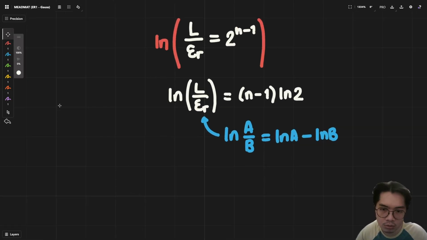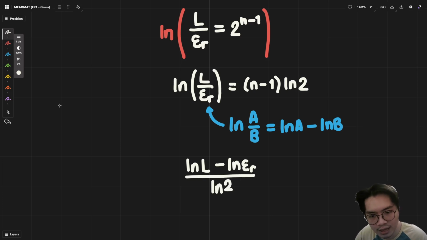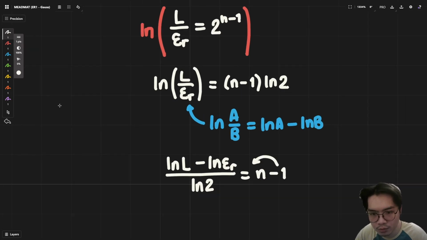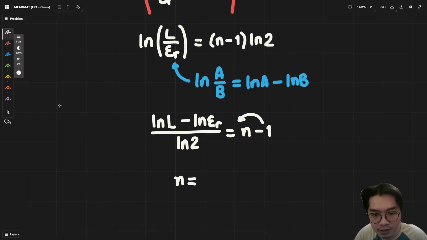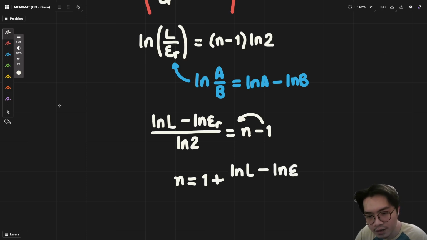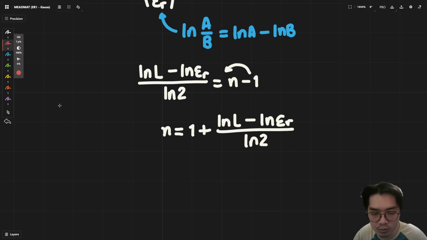Okay, so what you can have in here is ln of L, your original range, minus ln of epsilon r, and then you divide both sides by ln 2, and you will get this. Now this is your n minus 1, so you put the negative 1 to the other side. You will now have the number of iterations is 1 plus ln of L minus ln of epsilon r all over ln 2. In this case, our original L was 2 minus 1, which is 1.